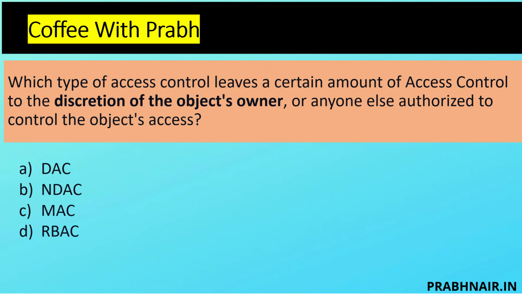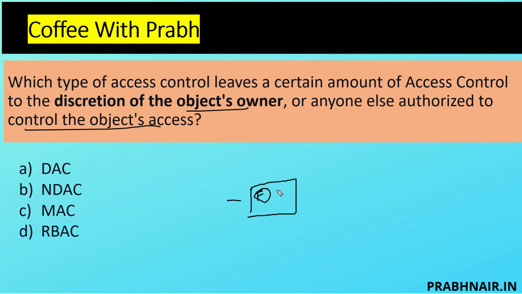Thank you. Which type of access control leaves a certain amount of access control to the discretion of the object owner or anyone else authorized to control the object access? The keyword here is object owner. Suppose I am the user of the system. I've created a folder, so I am the owner of the folder. I right click on my folder, properties, I add my brother's username and I deny him access to my folder. So it is my discretion.